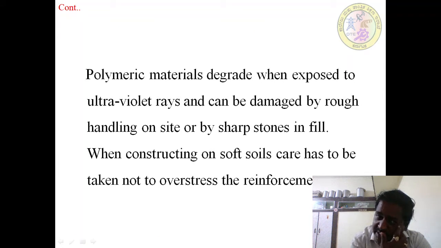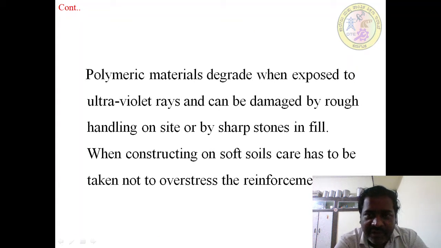So in continuation, polymeric materials degrade when exposed to ultraviolet rays and can be damaged by rough handling on the site. That is the same thing.